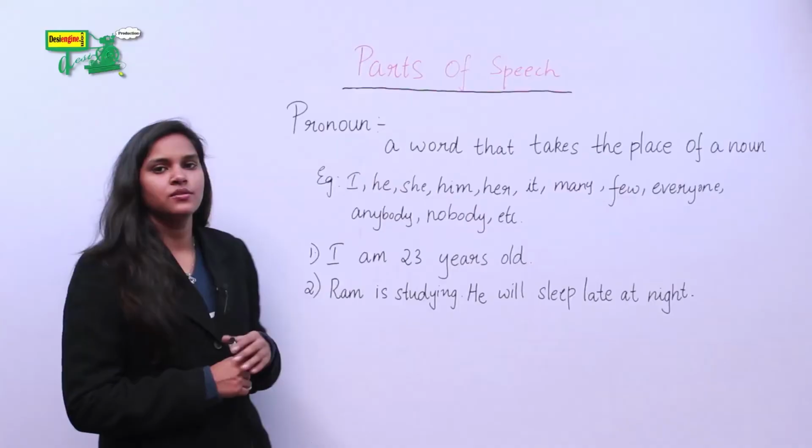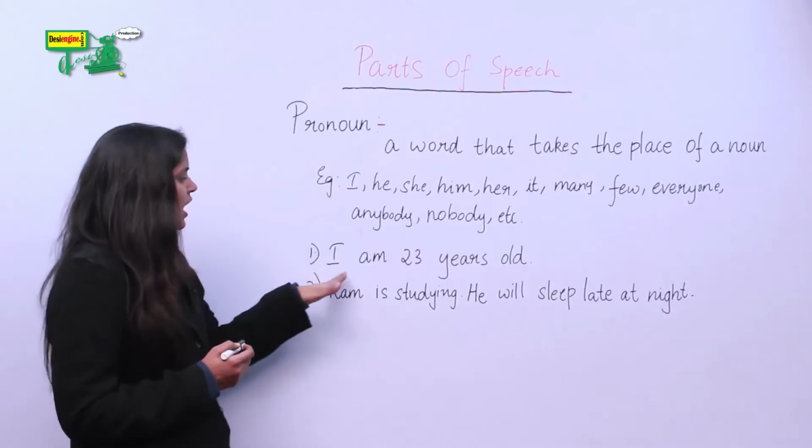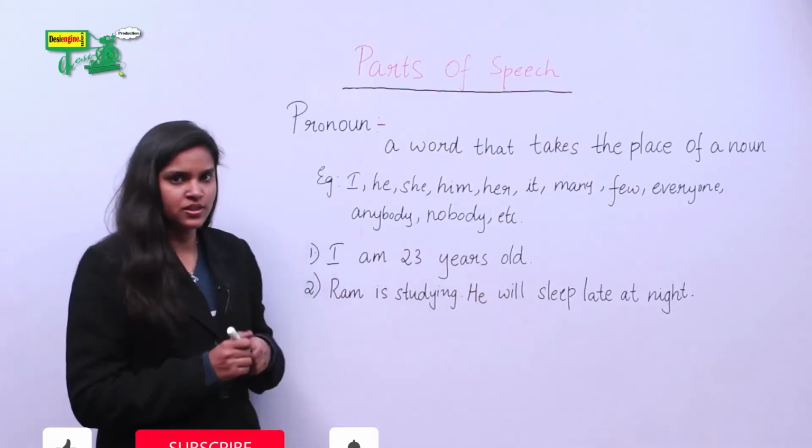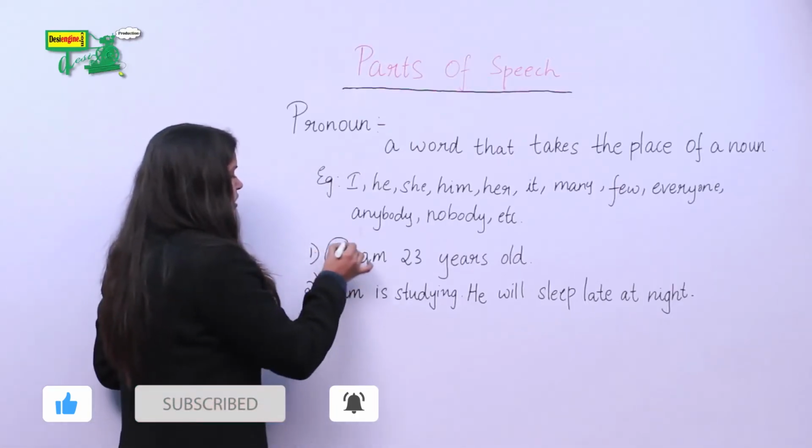Let's do sentences where we can identify the pronouns. I am 23 years old. In this, our pronoun is I.